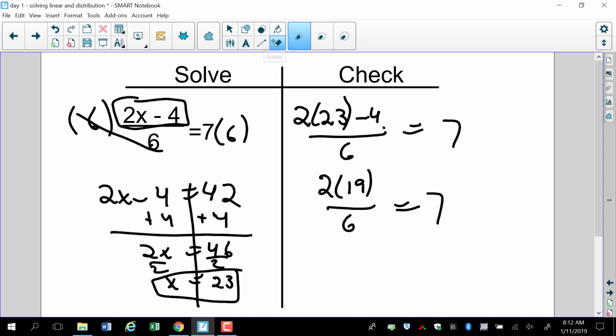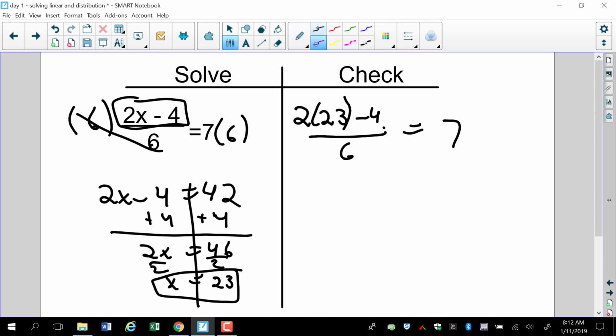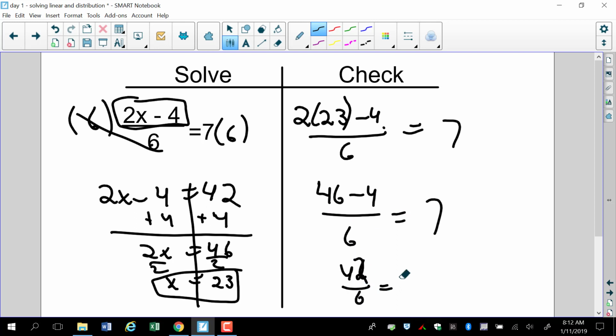So I made a mistake here. And again, like I said, these are common mistakes. Go back and check them. Make sure you don't make these mistakes. So 2 times 23 is 46. And 46 minus 4 is 42. Divided by 6 is 7. Check, and we know we got the right answer.